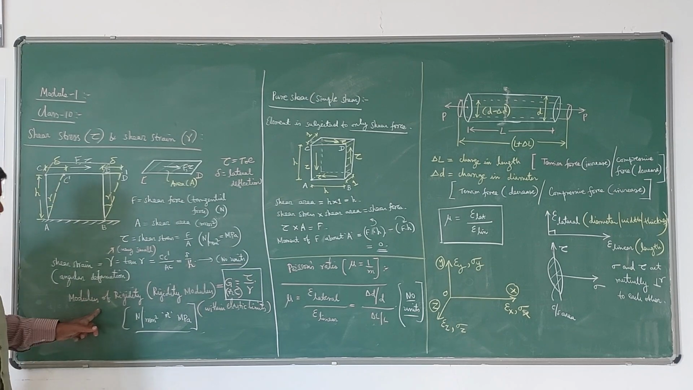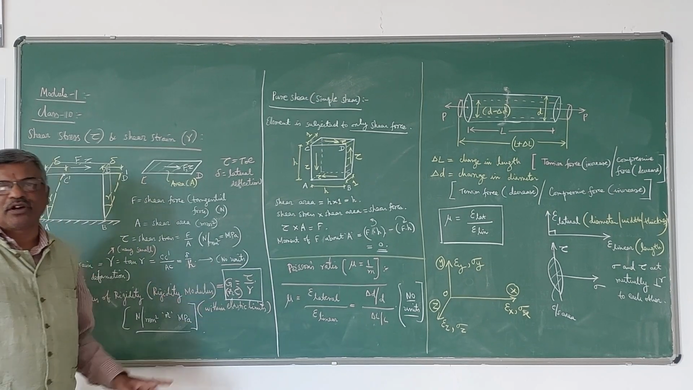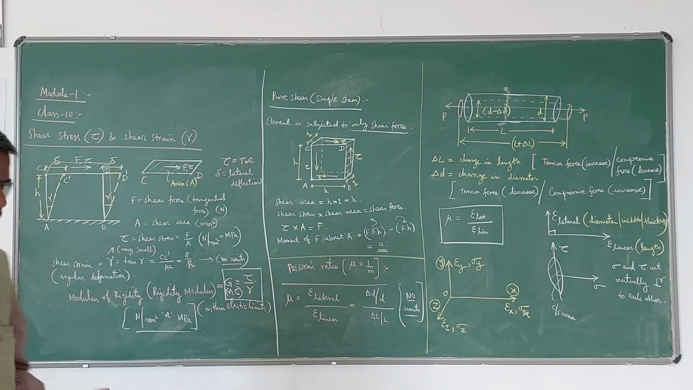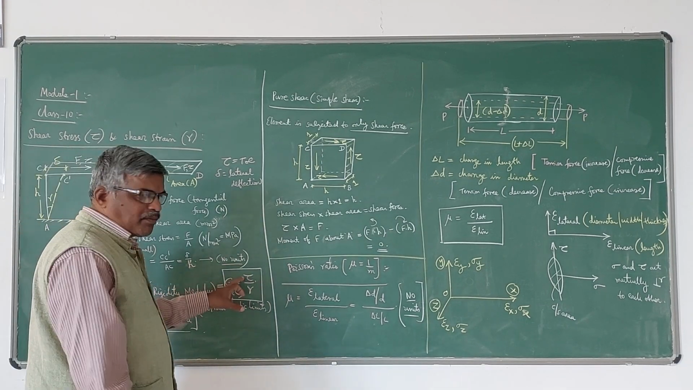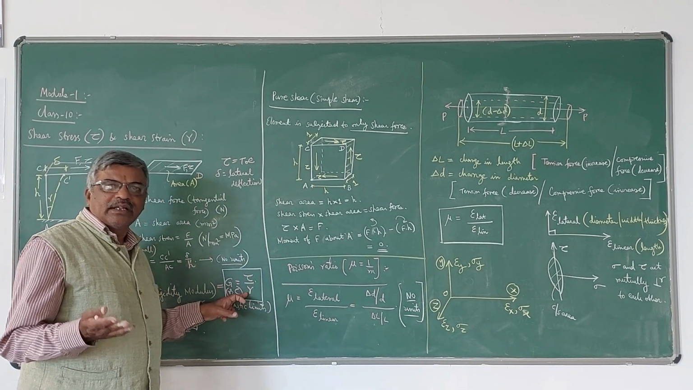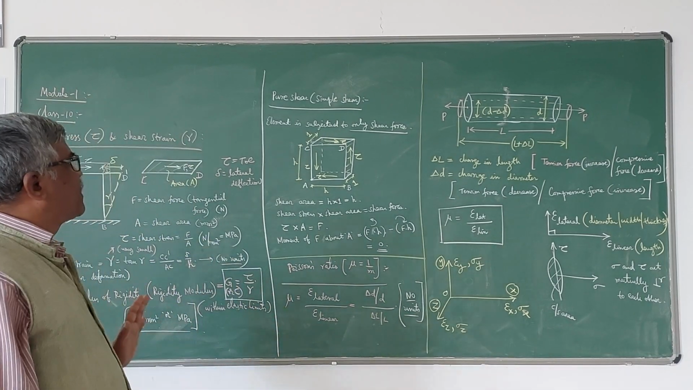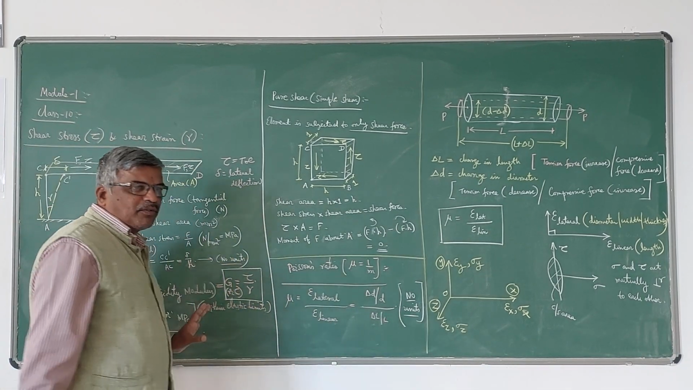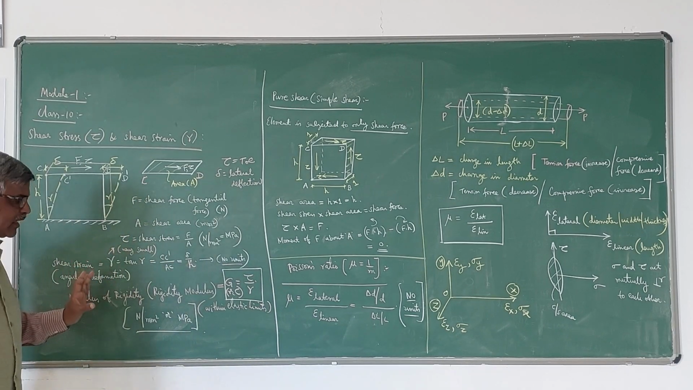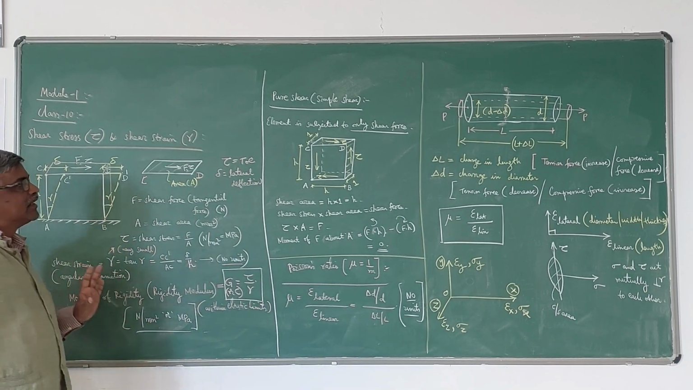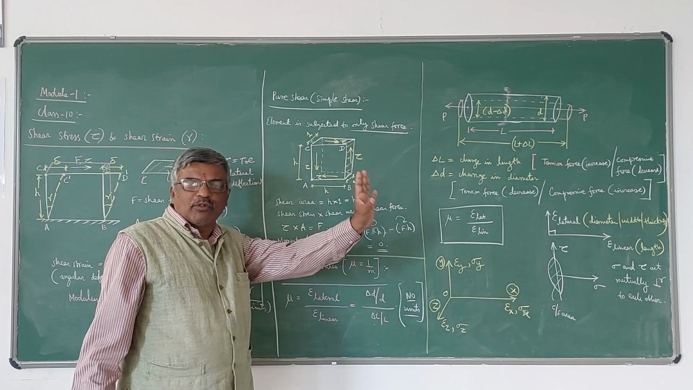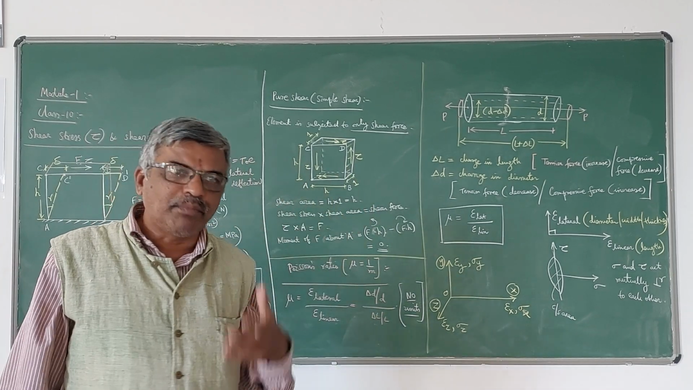And the units for modulus of rigidity is same as that of Young's modulus, Newton per mm square. Because here tau is Newton per mm square, gamma no units, therefore G also is in Newton per mm square. Now this is about the concept of shear stress, shear strain and modulus of rigidity. Now we have to know about one more thing called pure shear or simple shear.